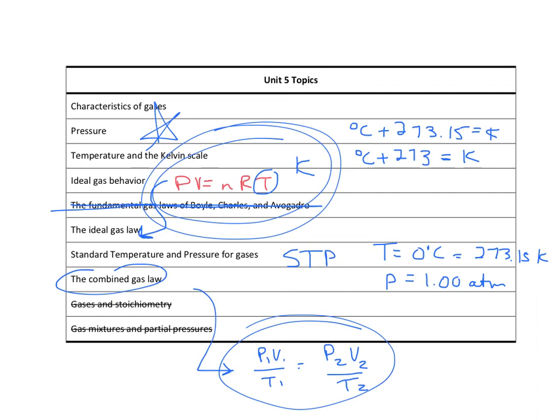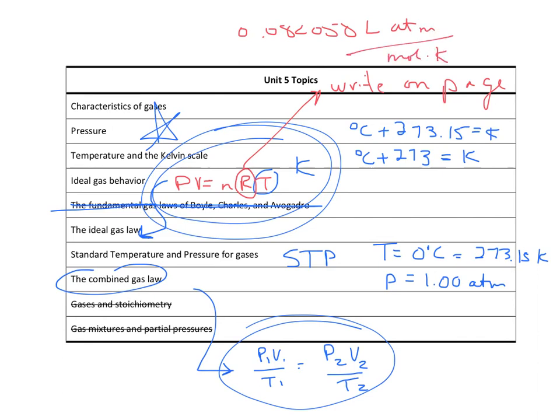But I would go ahead and on your note card, if you don't mind, write down the value for R. I will probably remember to give it to you, but if I don't, then you have it. 0.082058 liter atmospheres per mole Kelvin. Very good. And that's it.